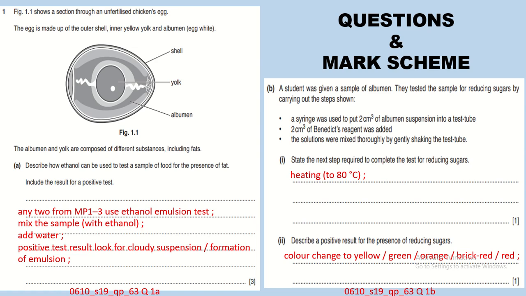Again, we've talked about this. Brick red is the one that shows that reducing sugar is present in very large quantity, but if it is in traces, it can be yellow. If it's very little, it can be green or orange, but the one that shows that reducing sugar is present in the highest concentration is red, or brick red.